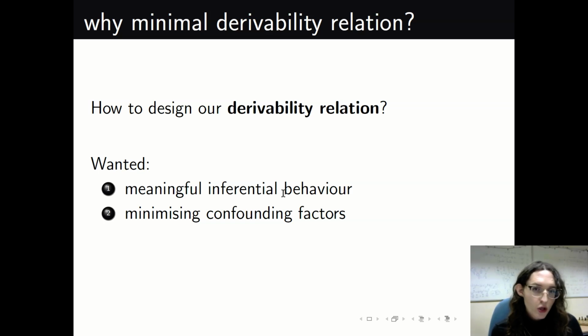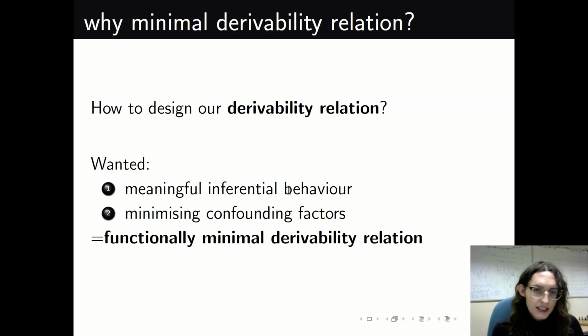But at the same time, we don't want to think about all of the potential confounders that go into this picture. So we don't want to be concerned with questions of how our connective interacts with the structural properties of the derivability relation, or how our connective interacts with other connectives. We really want to minimize accidentally measuring other aspects of the calculus rather than just the meaning, the use of our connective. So what we want is a minimal derivability relation that is as minimal as it gets without losing functionality, without becoming unable to do any proofs in it.